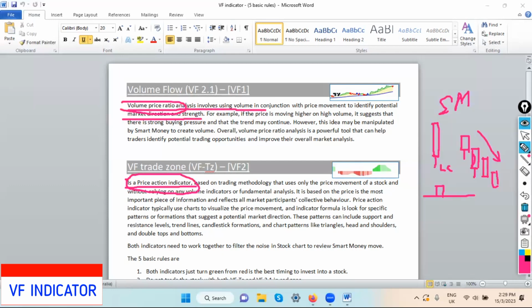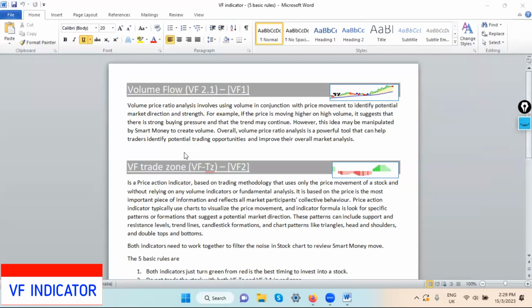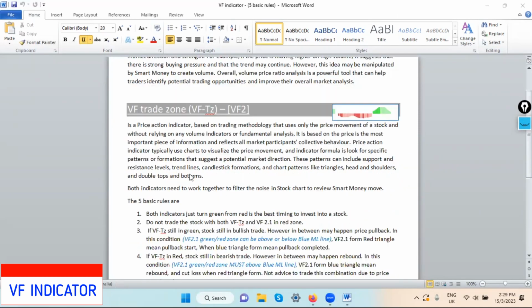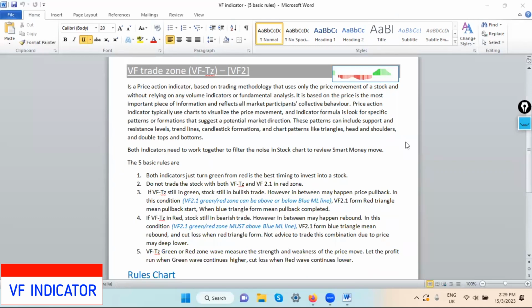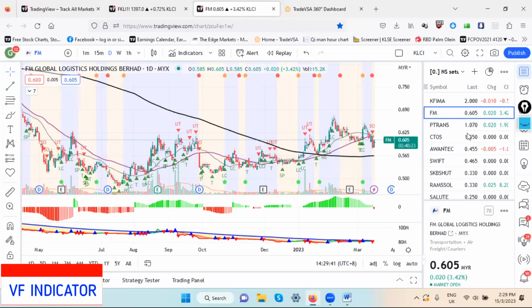So these are some basic rules about the VF Trade Zone. I have laid out 5 rules so it is easy for you to understand how to use this VF indicator. When both indicators turn green from red is the best time to invest in a stock. Do not trade a stock with both VF1 and VF2 in the red zone. For the first and second rules, I will illustrate with some stock here.